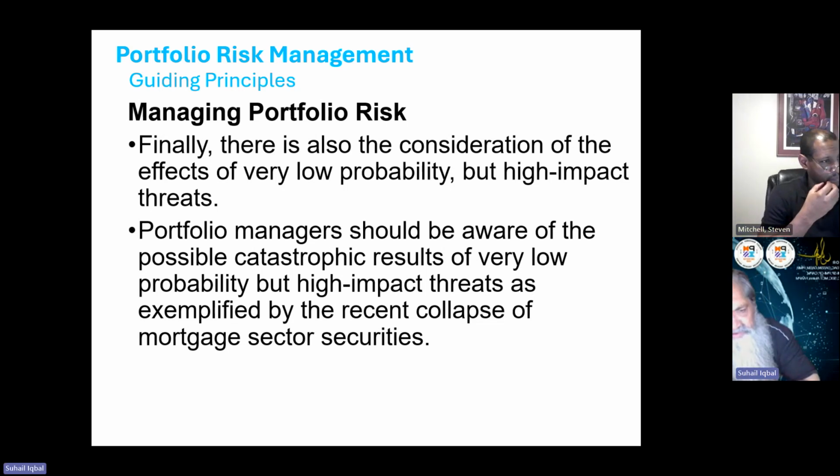Portfolio managers should be aware of the possible catastrophic results of very low probability but high impact threats as exemplified by the recent collapse of mortgage sector security. I don't know about mortgage sector security, let's forget about it. But you see, we have many examples. Yes, we have many examples.